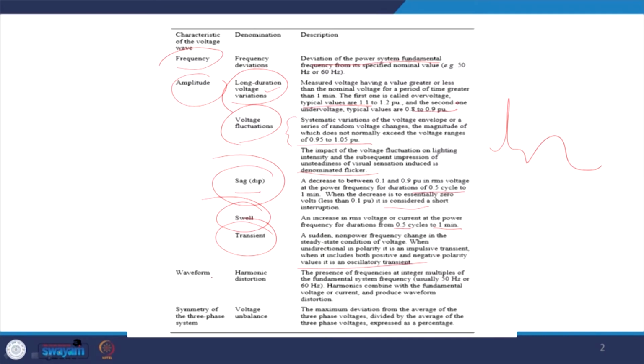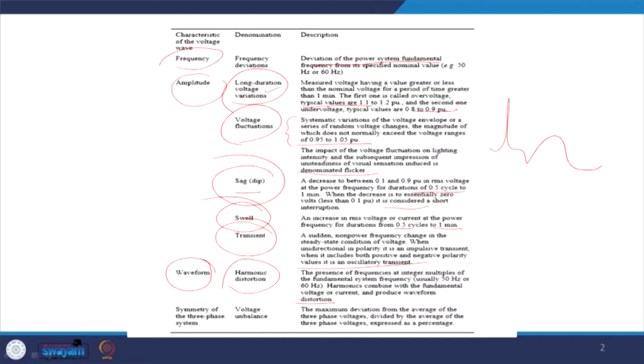In the same way we can have waveform problems with harmonic contamination, that is called harmonic distortion. It is the presence of frequencies that are integral multiples of the fundamental system frequency. Generally, if you have a 6 pulse converter, you have harmonic contamination of 6n plus minus 1, and harmonics combined with the fundamental voltage and current produce voltage distortion.